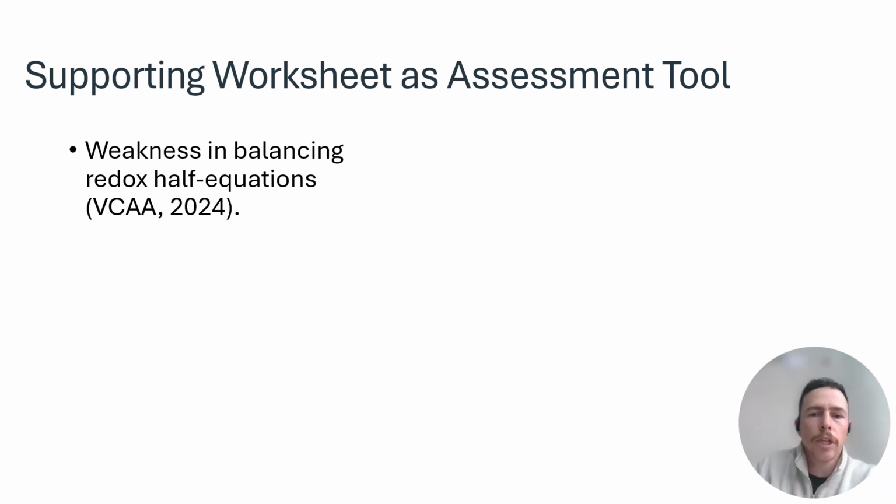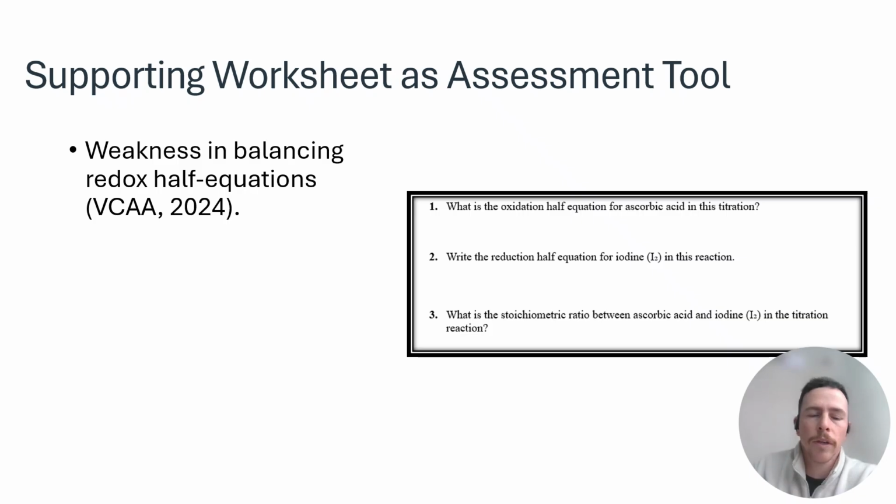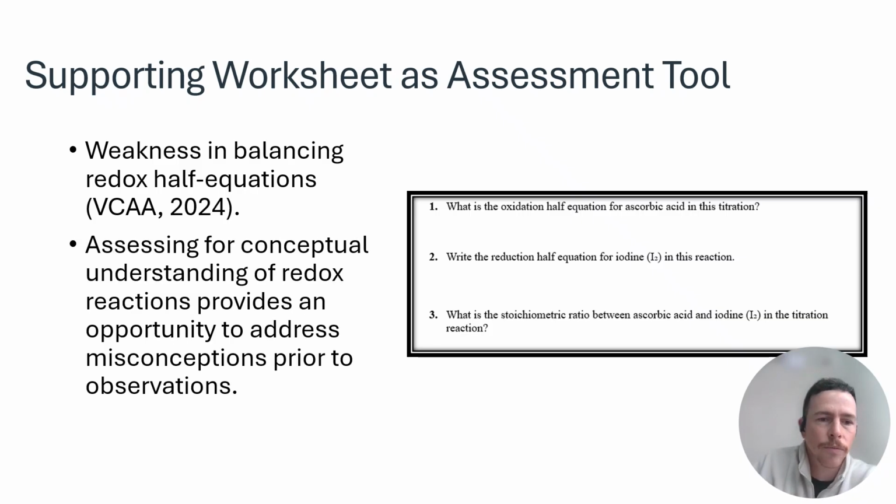So, the supporting worksheet as an assessment tool. One of the first things that we see from the VCAA data is that students have weakness in balancing redox half equations. So we've included these questions in our pre-lab. What is the oxidation half equation for ascorbic acid in the titration, what is the half equation for iodine, and what is the stoichiometric ratio between ascorbic acid and iodine in the titration reaction?